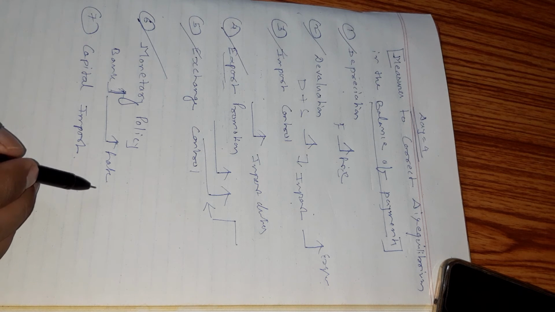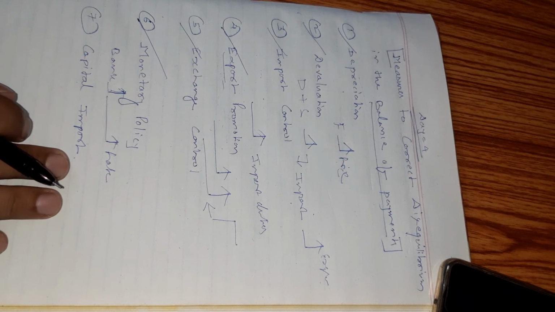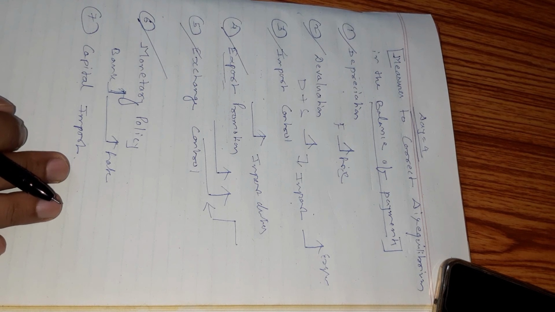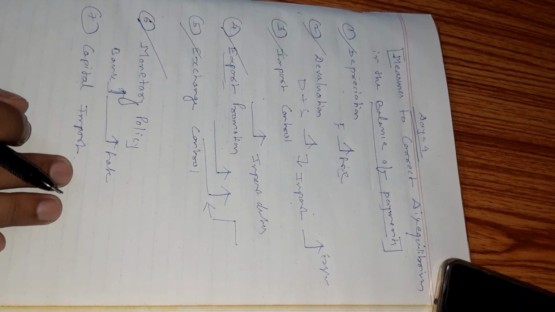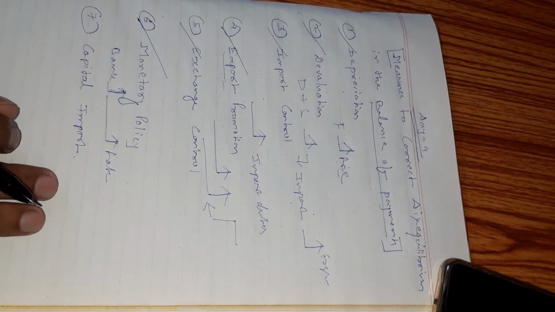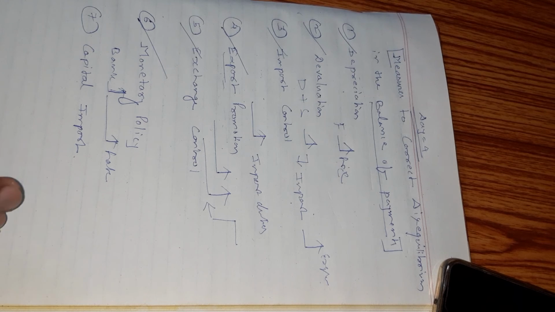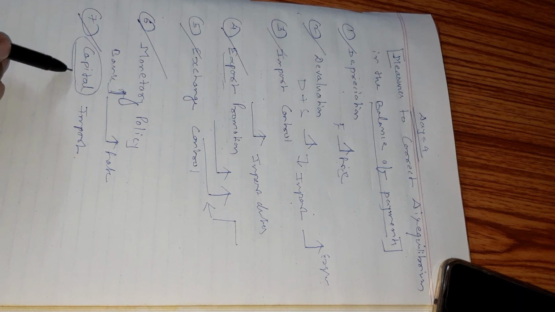An increase in cash reserve ratio, and selling of government securities as a part of open market operations, will reduce the volatility of bank credit. It means what? A tight monetary policy can be effectively used to reduce expenditure. Okay. And my next and last point, capital import. Already I have told you what you mean by capital.